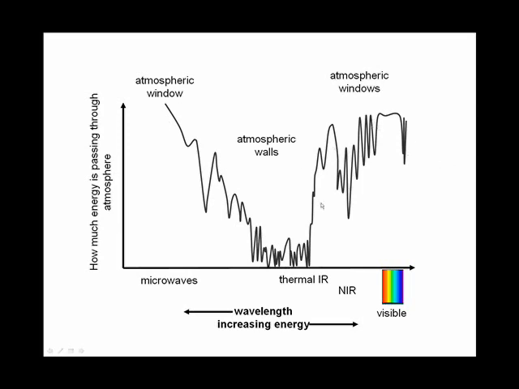You'll see different versions of this diagram drawn in different directions, either increasing wavelength or increasing frequency. Sometimes it's the amount of loss through the atmosphere, sometimes it's how much energy gets through. So the opacity versus the transparency. So always be careful to look at the axes of any diagrams you see in any of the textbooks, because they may well be drawn in a very different way.